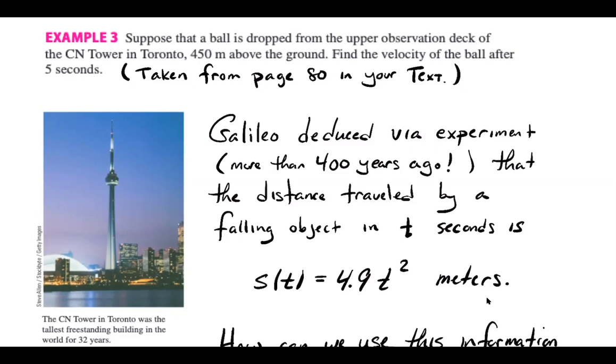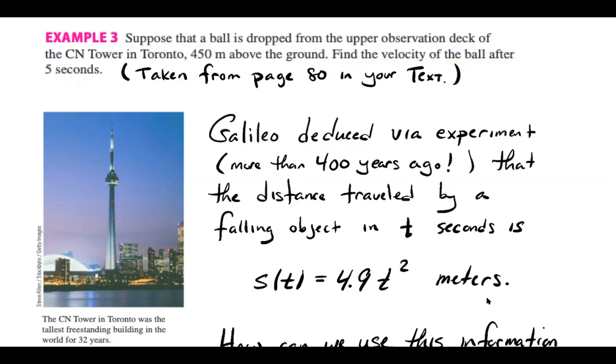Okay, but so here's the example. We drop a ball from the upper observation deck of the CN Tower, which is 450 meters above the ground. It's quite a distance. And the question is, what is the velocity of the ball 5 seconds after we dropped it? So that's the manifestation of the velocity problem. Something is falling through the air, its position is changing, and we're asking what its velocity is exactly 5 seconds after we dropped it.